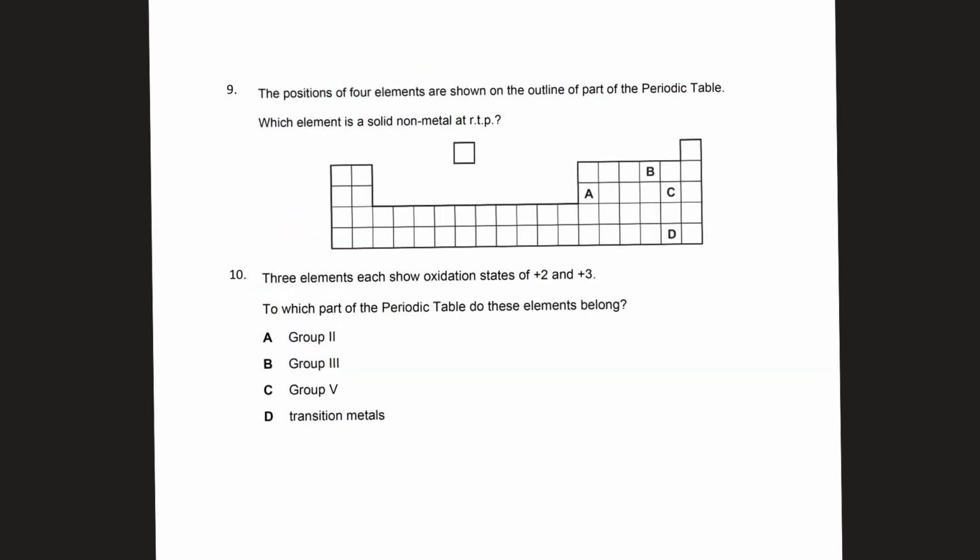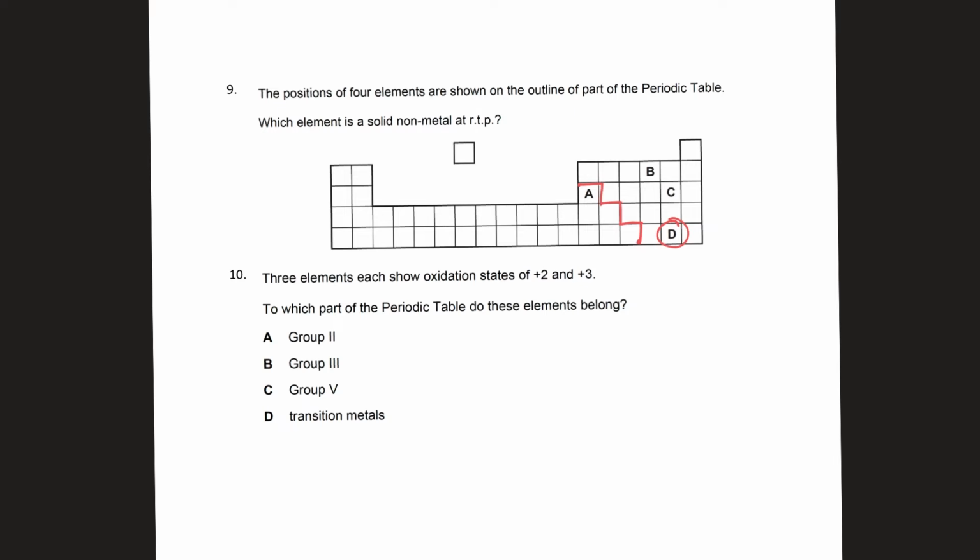The positions of 4 elements are shown in the outline part of the periodic table. Which element is a solid non-metal at room temperature and pressure? So the solid non-metal is going to be over here. This is the staircase, remember, that divides metals and non-metals. So A is a metal and the other ones are non-metals, but which of them is solid? Down the group, melting point increases in halogens, so we know that D is going to be solid and we expect this to be iodine.